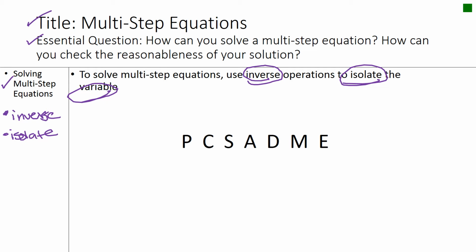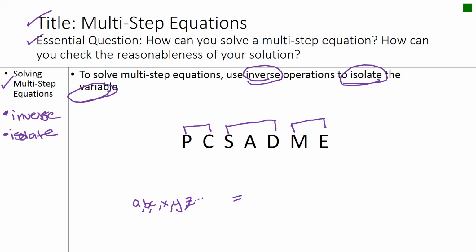I like the acronym PC SAD ME. When we get into these multi-step equations, this will help me remind myself what order I need to go in so that I am doing everything in the proper order. You don't put your shoes on before you put your socks on. Order matters in math. So here's the order that we go through when we're undoing operations for equations. Equations always have equal signs and always have variables. So they always have A, B, C, X's, y's, sometimes you'll see z's, and so on and so forth. Those two things must be present in order to be an equation.